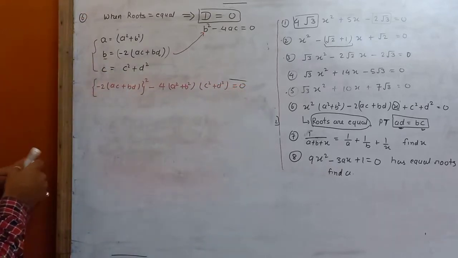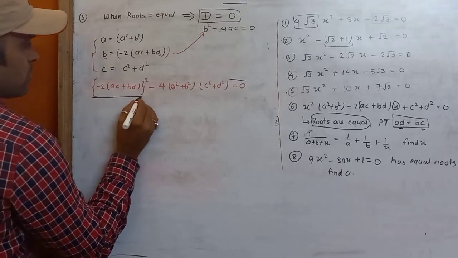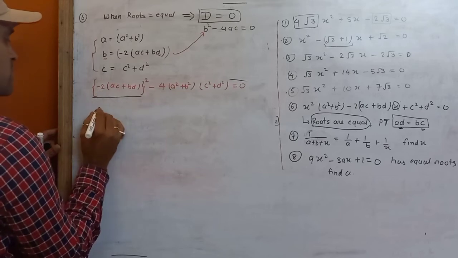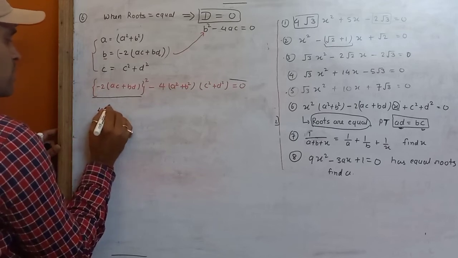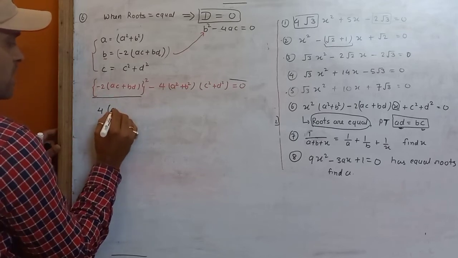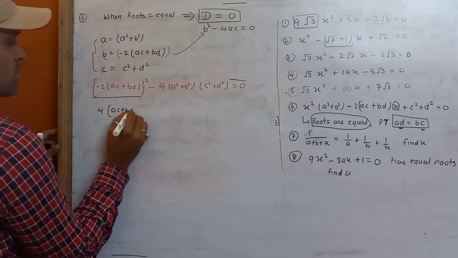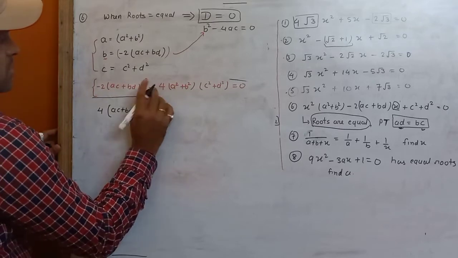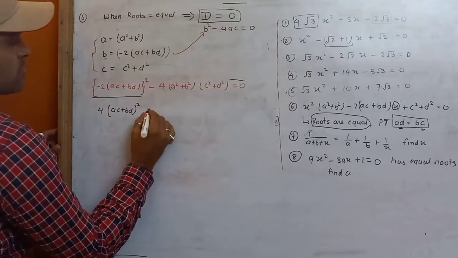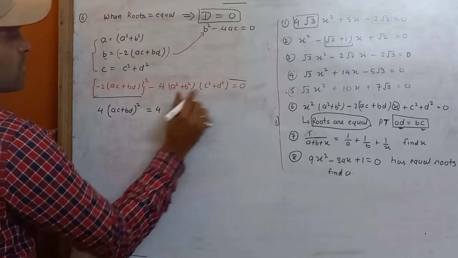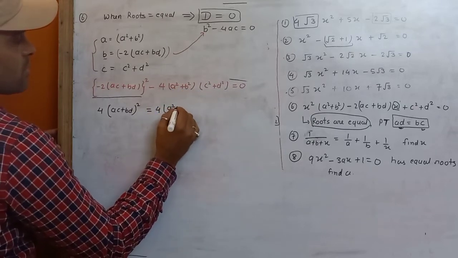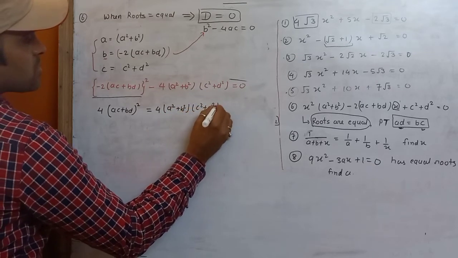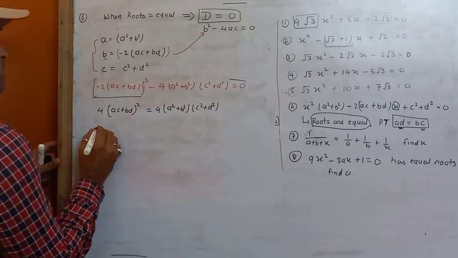Now solving this part, minus 2 whole square will become 4, and AC plus BD becomes the whole square of AC plus BD. Take this part to the right side, which will be equal to 4 multiplied by, or let it remain as it is, C square plus D square. Okay, now solve it further.